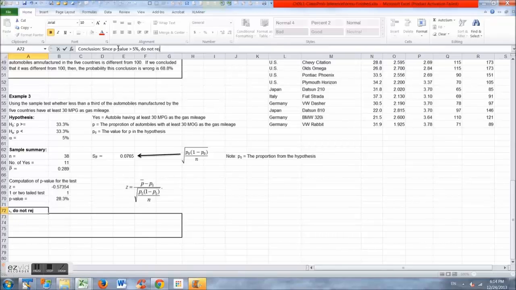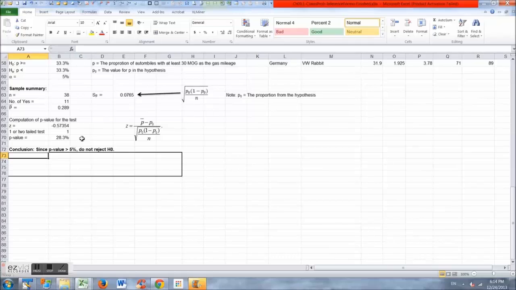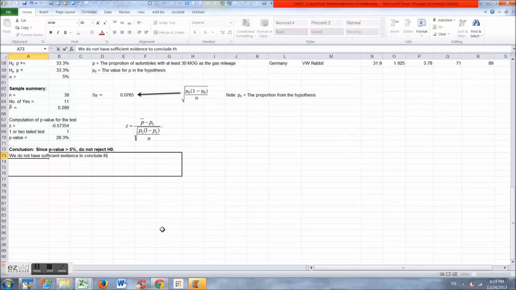So we say we do not reject H sub 0. So what is the interpretation? Again, two parts to the interpretation. So first part is we cannot reject, so we do not have sufficient evidence to conclude the proportion of automobiles with at least 30 mpg for gas mileage is less than a third.